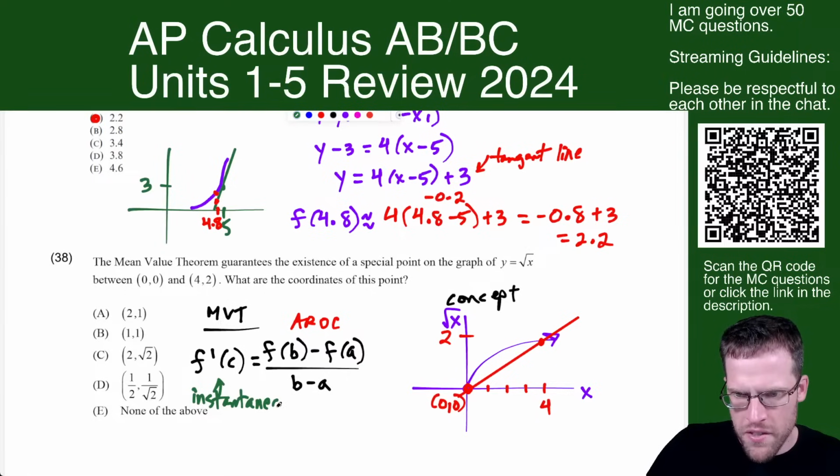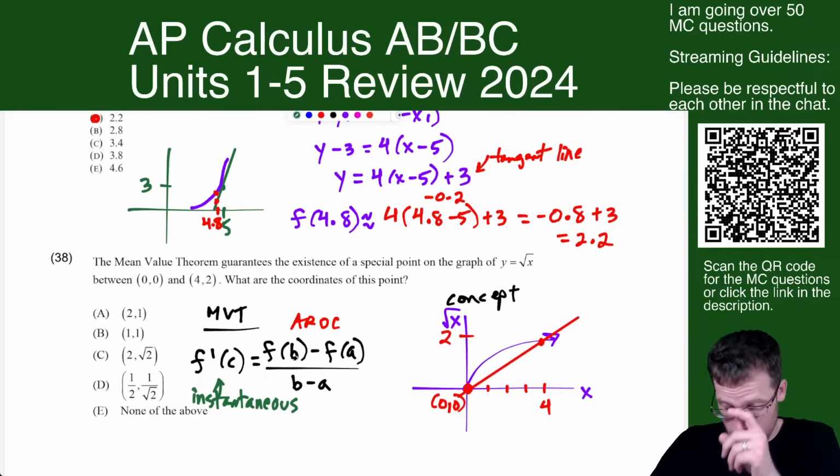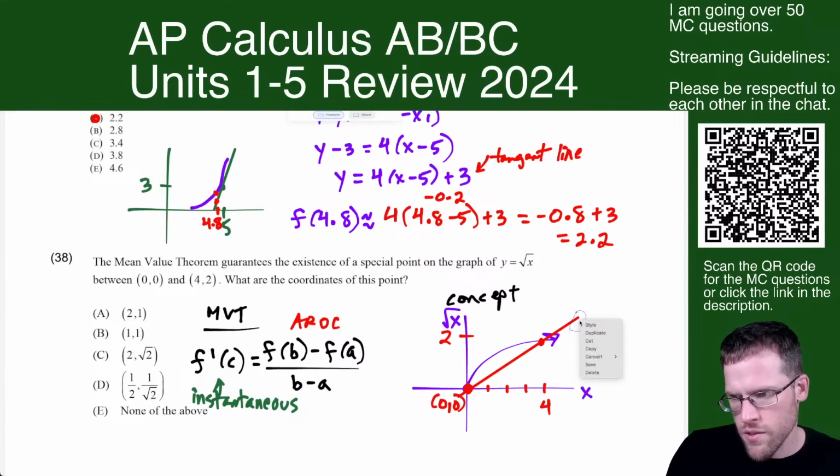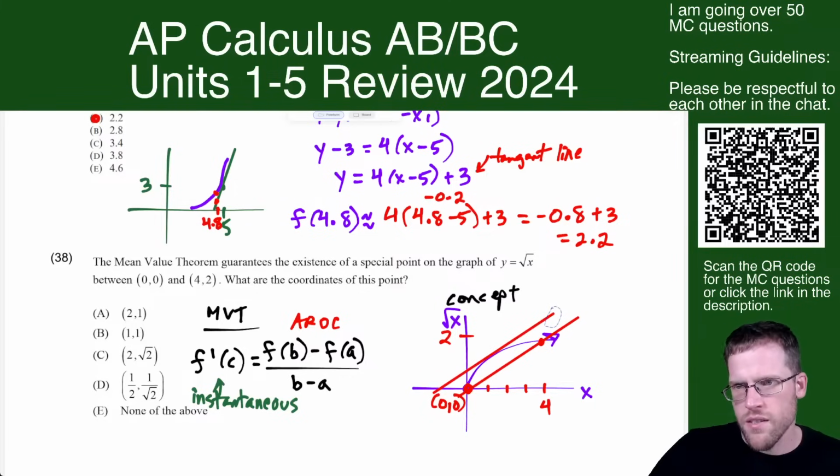So MVT says that if your function is continuous on a closed interval and differentiable on the open interval, then at some point c between a and b, the instantaneous rate of change is going to match the average rate of change. So if I duplicate this, if my slopes are equal, the lines are going to be parallel. Like the existence of the c value, I'm just imagining it's somewhere over here. Okay, that's the concept: the point where the tangent line has the same slope as the secant line.